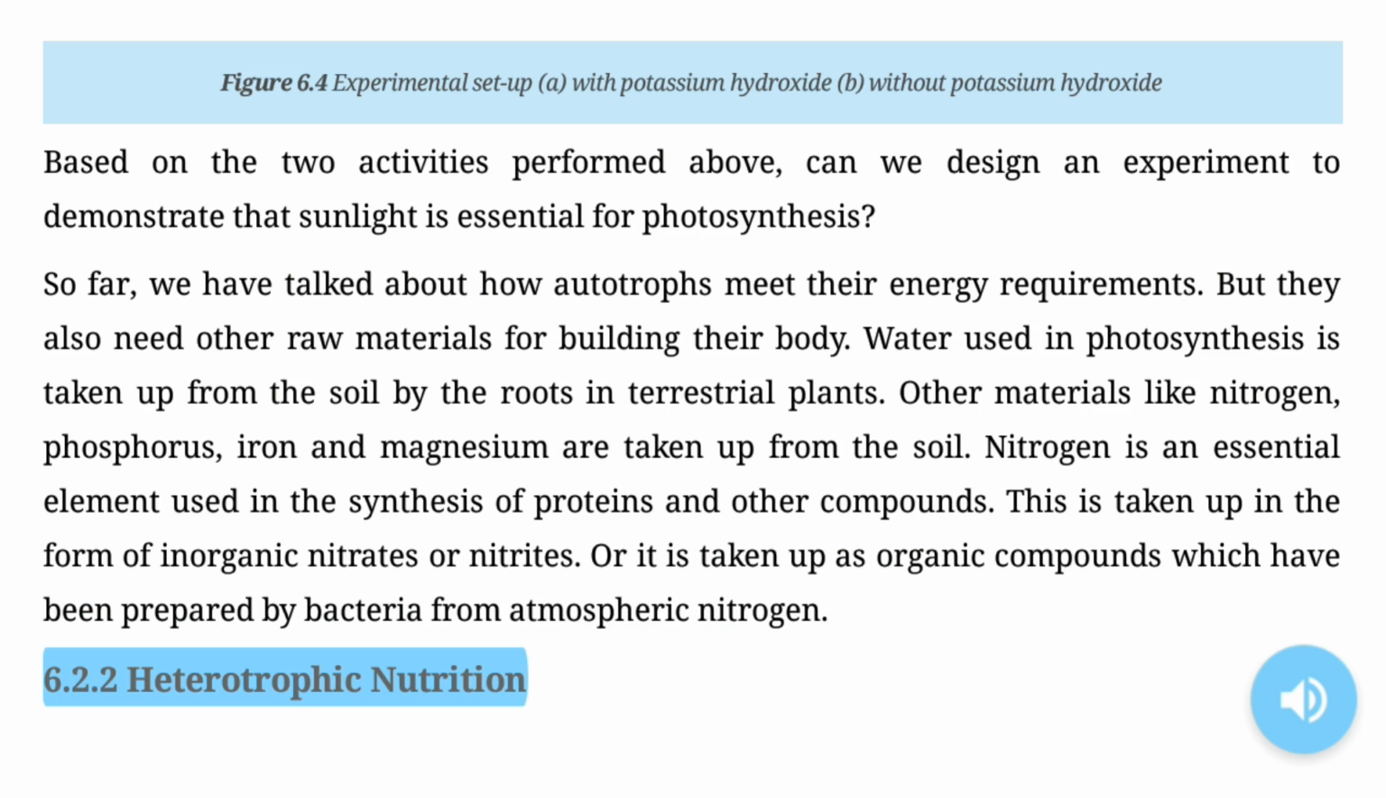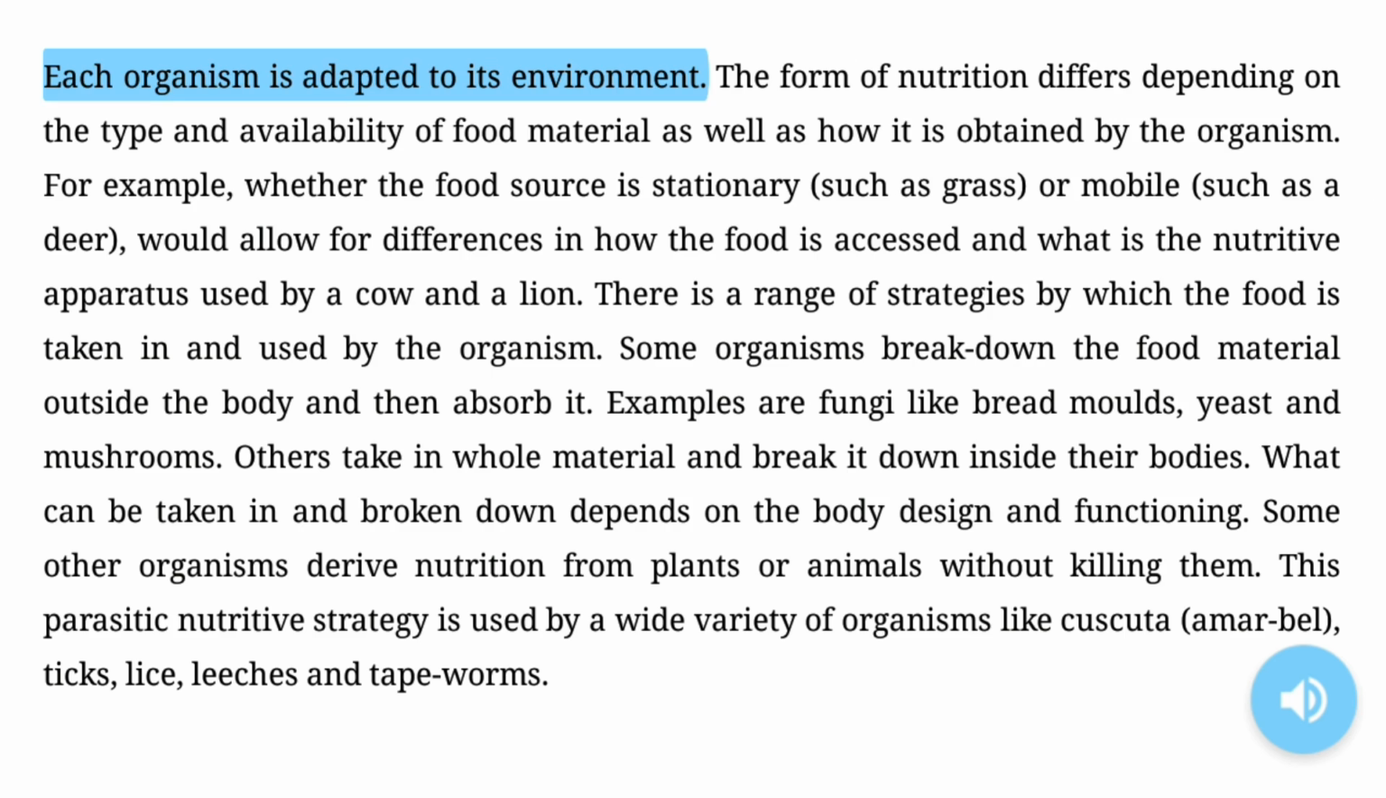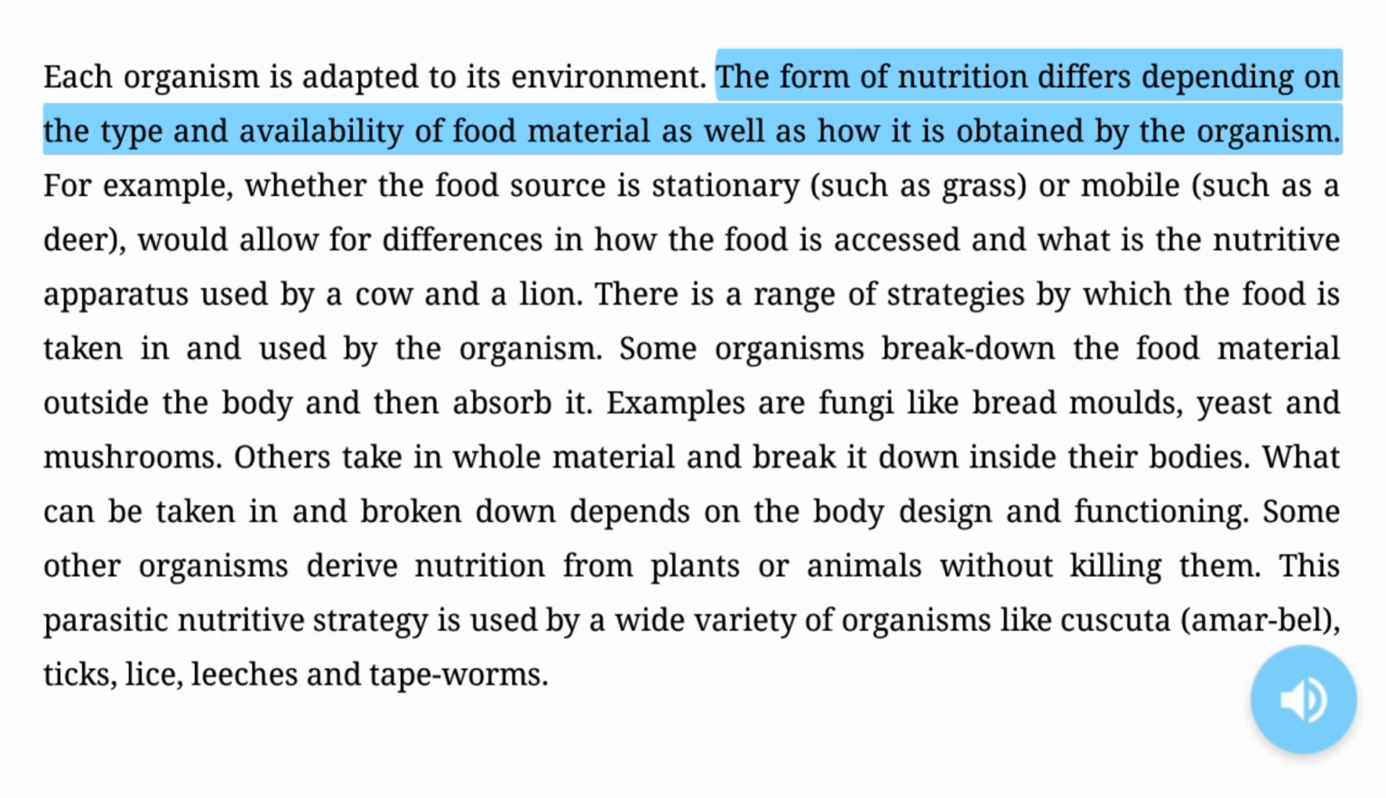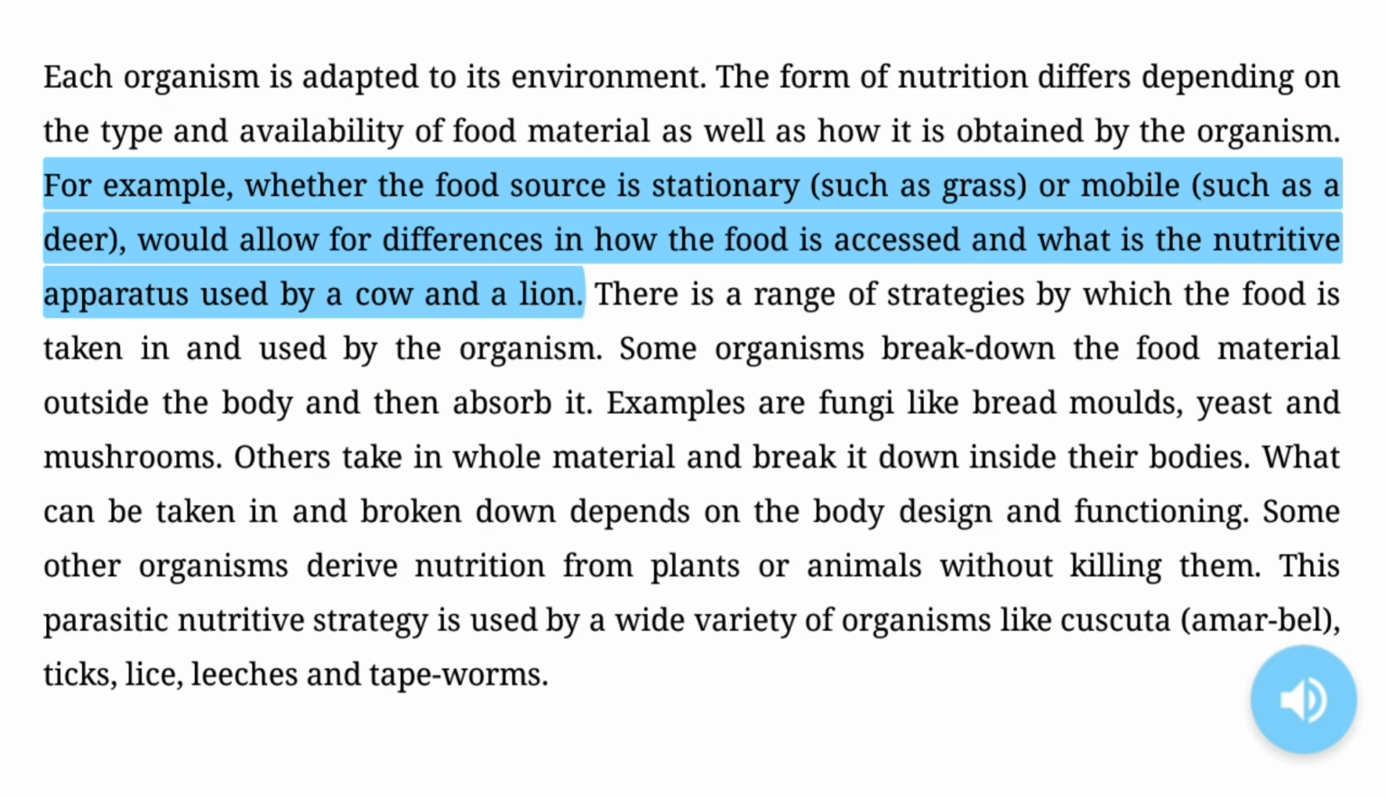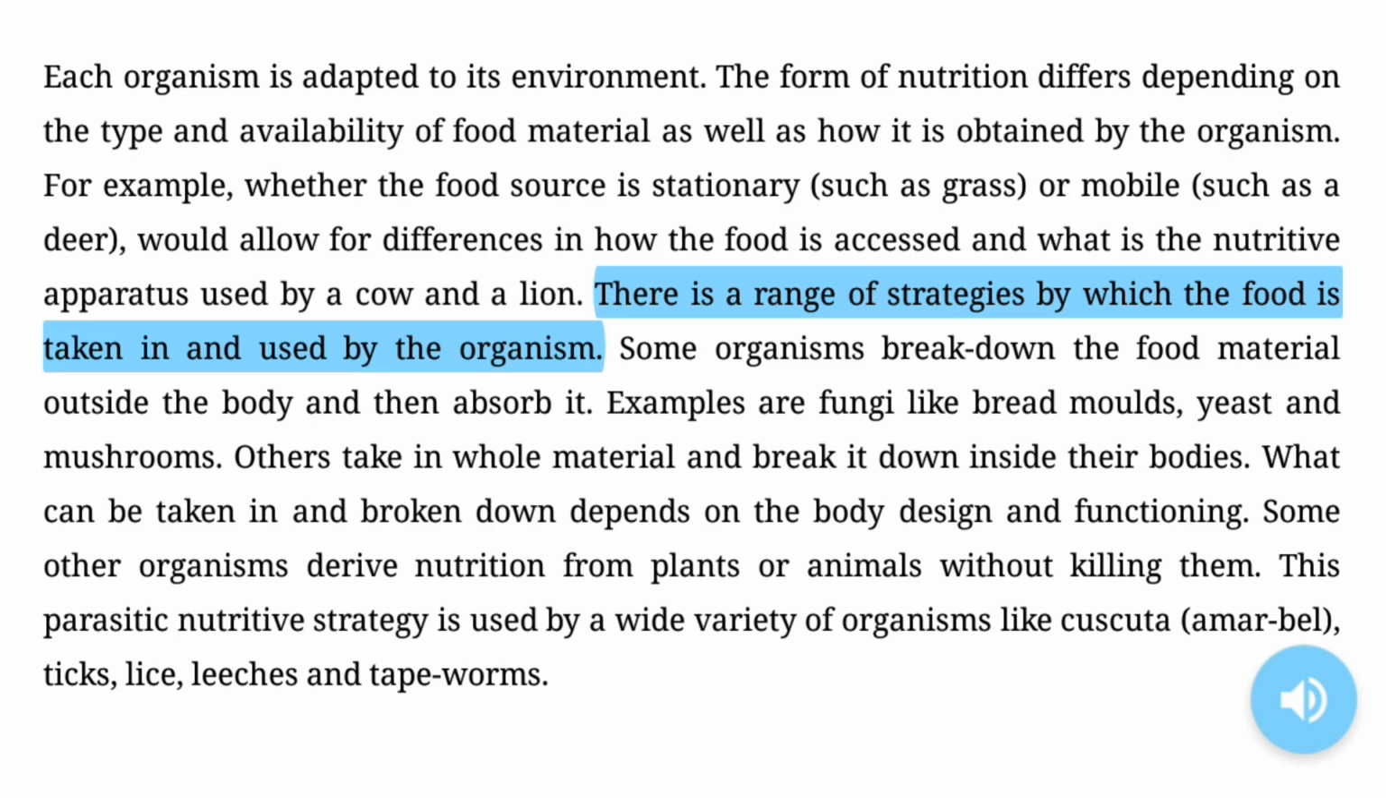6.2.2 Heterotrophic Nutrition. Each organism is adapted to its environment. The form of nutrition differs depending on the type and availability of food material, as well as how it is obtained by the organism. For example, whether the food source is stationary, such as grass, or mobile, such as a deer, would allow for differences in how the food is accessed, and what is the nutritive apparatus used by a cow and a lion.